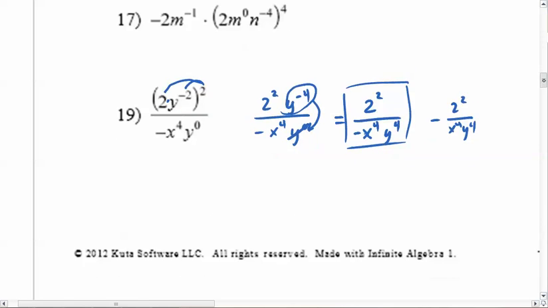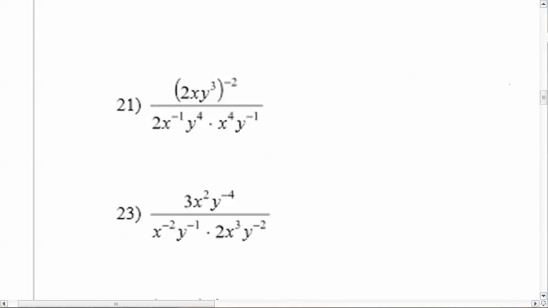All right, maybe we got time for one more. Oh yeah, 21 looks like a blast. So this is a product, 2 times x times y cubed. So we're going to distribute, even though this is not the distributive property. So we've got 2 to the negative 2, x to the negative 2, and then y to the 3 times negative 2 is negative 6. We took care of the top. Now let's take care of the bottom. Well, I don't have anything to multiply the 2 by, so let's leave it there.